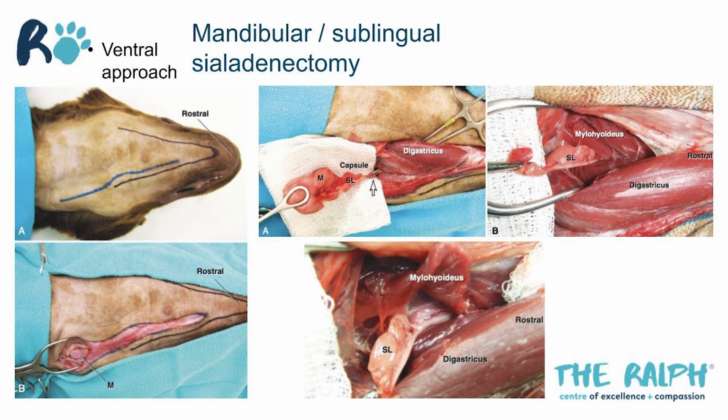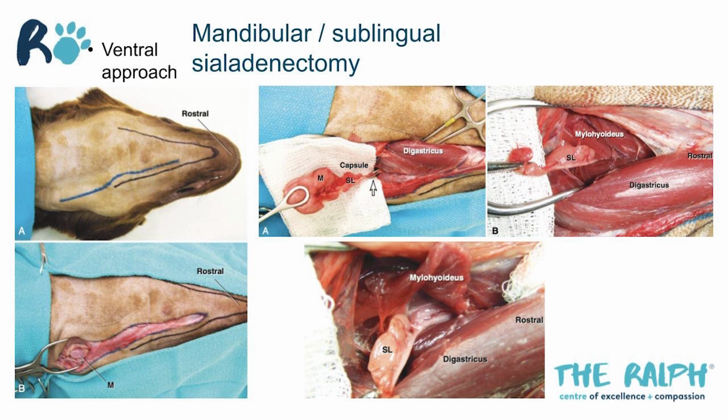So there are two different approaches for mandibular and sublingual sialadenectomy. The ventral approach is what I usually do, but this is my preference. For this procedure, you position your patient in dorsal recumbency with a sandbag under the neck, and then you start your incision a few centimeters caudal to the angle of the mandible, caudal to the vertical ramus, and then you extend cranially, medially, at the level of the mandible.